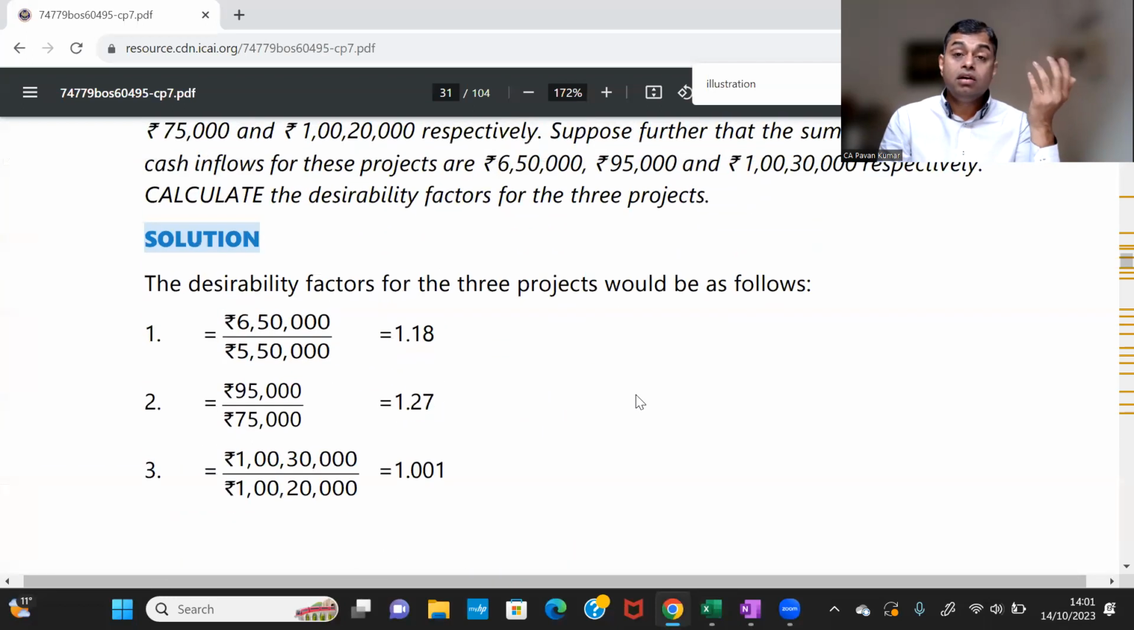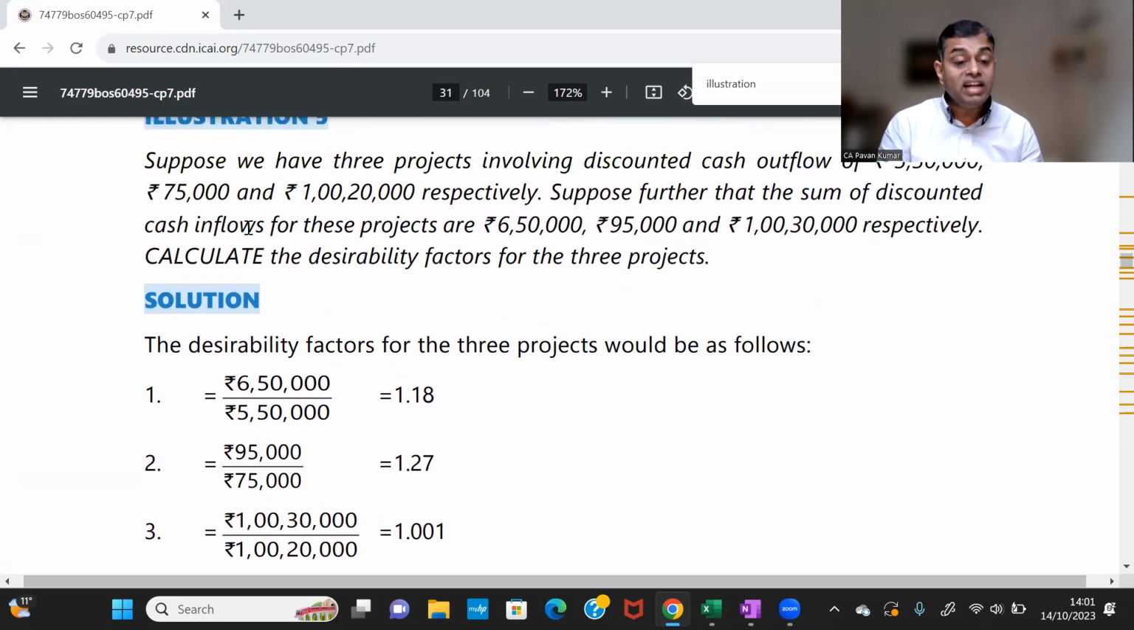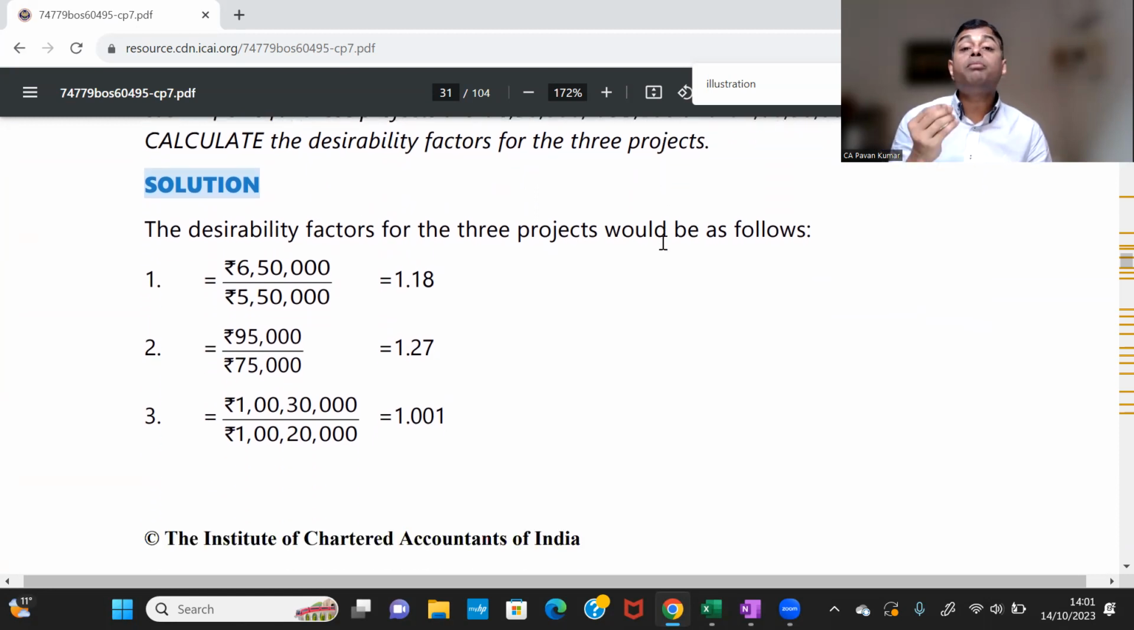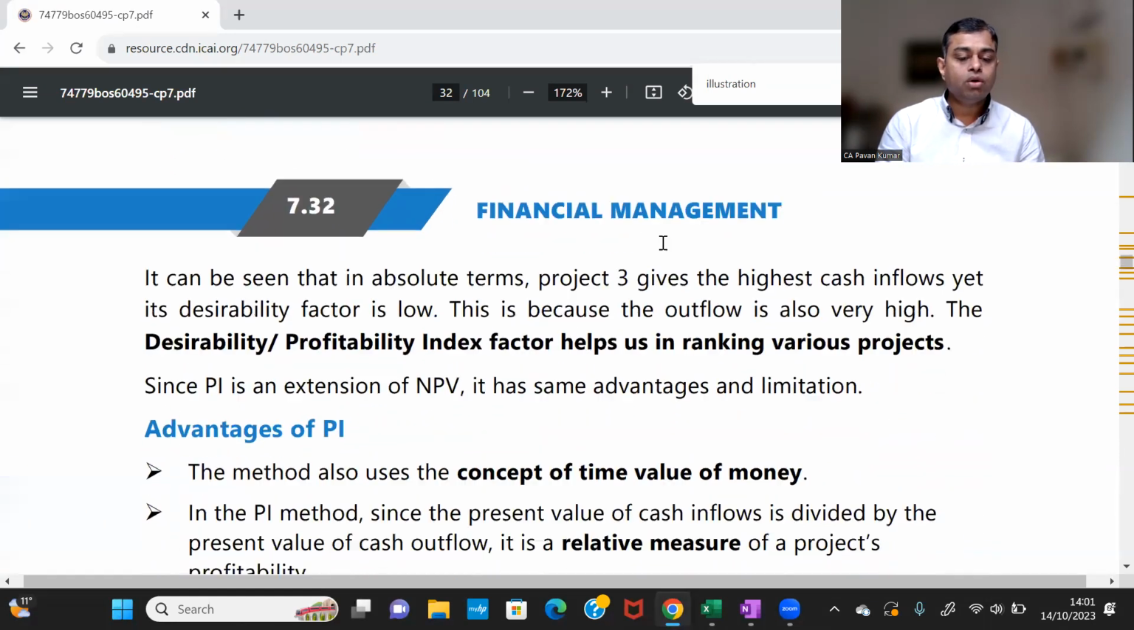But in the old scheme also, this is there. In old syllabus also, this is there. In new syllabus also, it is there. I don't know what is the intention of giving this bakwas question to students without explaining the importance of PI. Chalo, anyway.